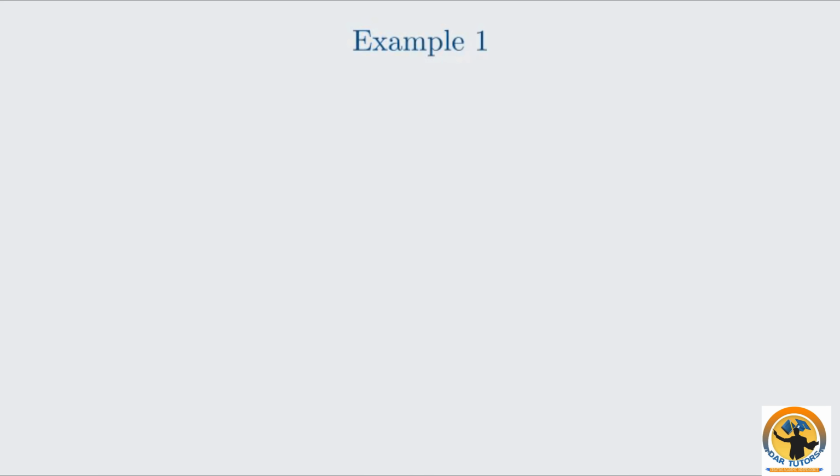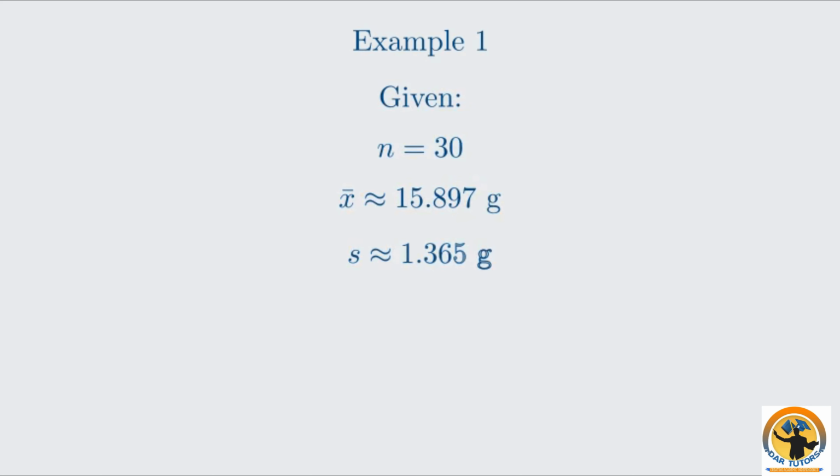We'll use the data from example 7 in the textbook. A bakery wants to determine the average sugar content of their bread. They randomly select 30 loaves and measure their sugar content. We are given the sample statistics. The sample size is n equals 30. The sample mean, x bar, is approximately 15.897 grams, and the sample standard deviation, s, is approximately 1.365 grams.